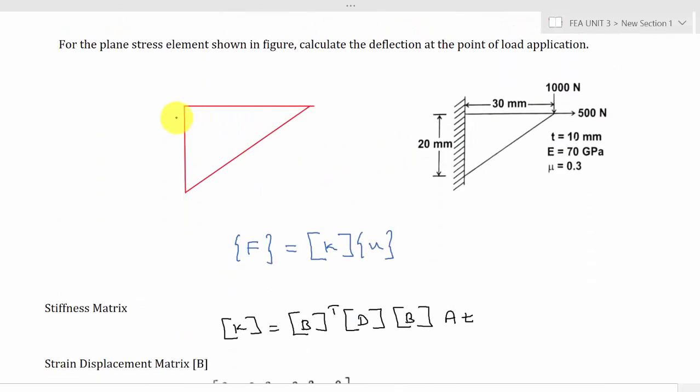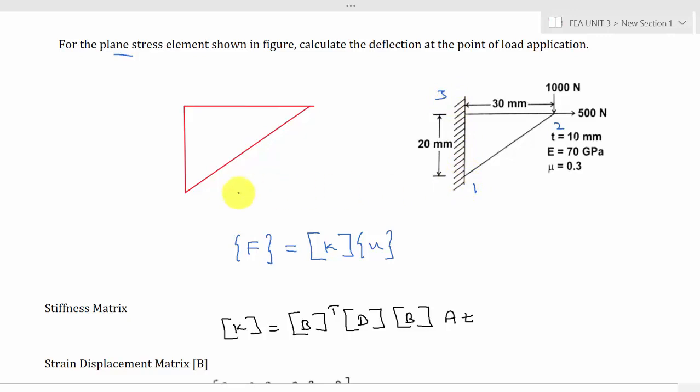The first problem is: for the plane stress element shown in figure, calculate the deflection at the point of load application. So this is the given plane stress element. So in the problem they have specified the element as a plane stress element. So this is the CST element. So I can number it. This is node number 1, node number 2 and node number 3.